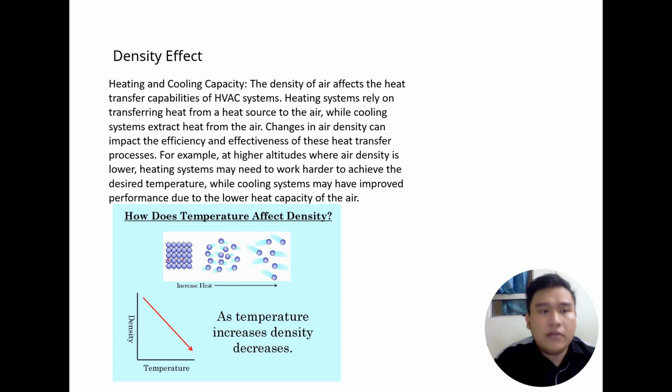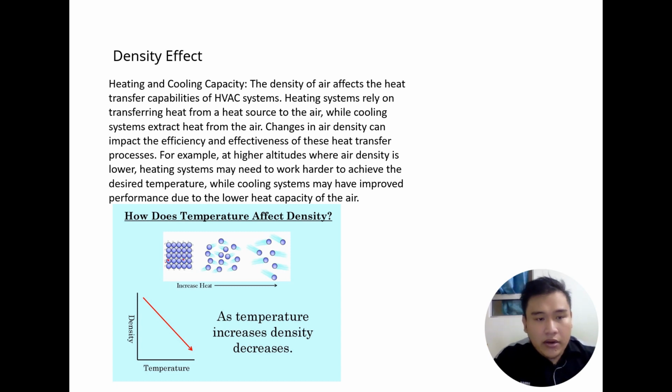For the density effect on heating and cooling capacity, the density of air affects the heat transfer capability of an HVAC system. The system relies on transferring heat from a heat source to the air. By cooling, the system extracts heat from air, so changes in air density can impact the efficiency and effectiveness of this heat transfer process. For example, at higher altitude where air density is lower, a heating system may need to work harder to achieve the desired temperature, while a cooling system may improve performance due to the lower heat capacity of the air.